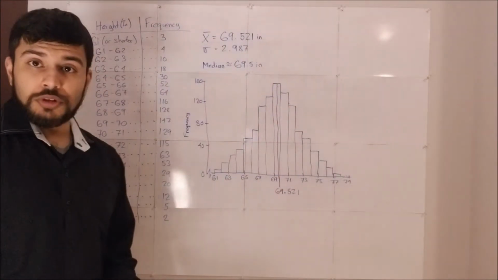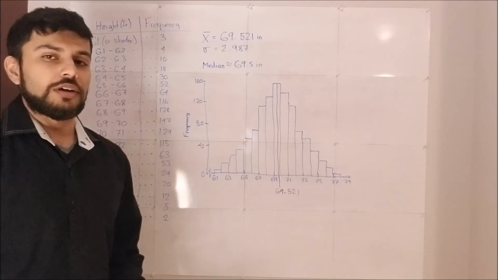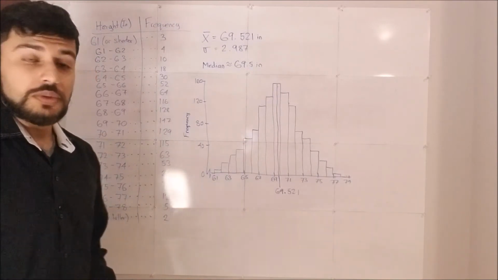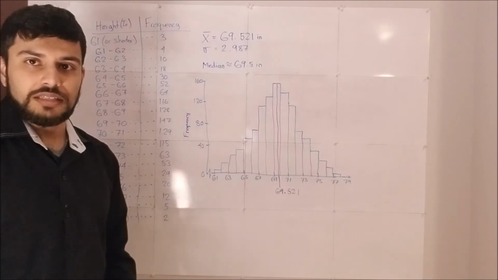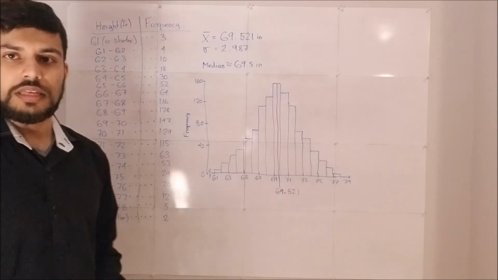The second thing that we want to do is we want to now draw a frequency polygon. And the way we're going to do that is by taking the midpoint of every single one of our bars and connecting them. So let's do that real quick, and then let's see what it looks like.